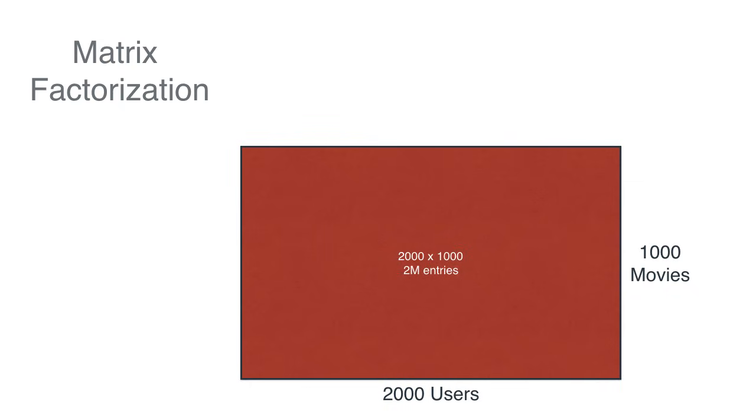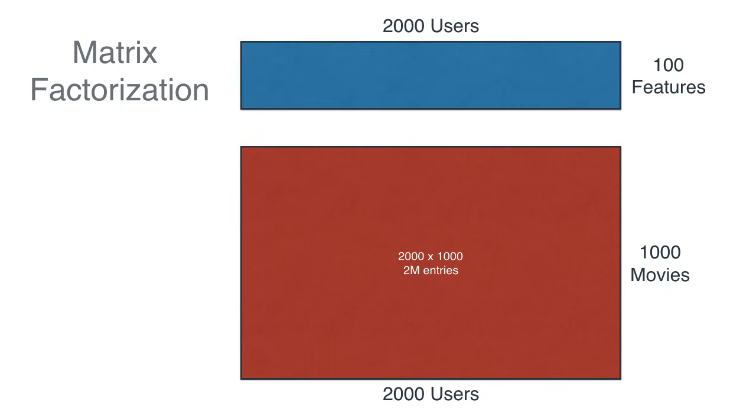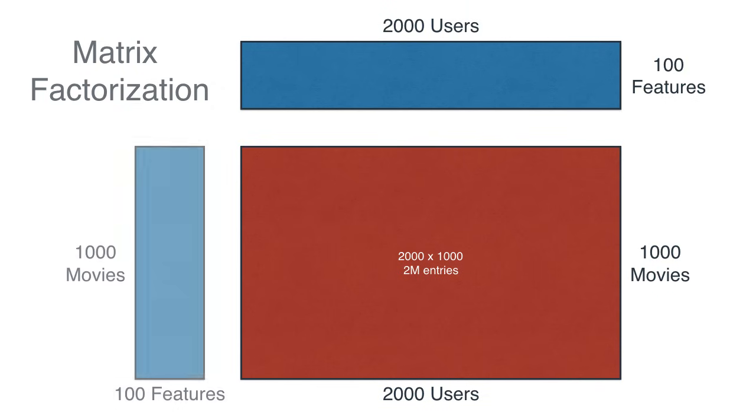And if we manage to factor this as a product of two small matrices, one of, say, 100 features and 2,000 users, and one of the same 100 features and 1,000 movies, then how many entries do we have now? Well, in the top matrix of 2,000 by 100, we have 200,000 entries, and in the left matrix of 1,000 movies times 100 features, we have 100,000 entries. So in total, we have 100,000 plus 200,000, which is 300,000 entries versus the 2 million that we had to store at the beginning. So it's a huge saving of space.